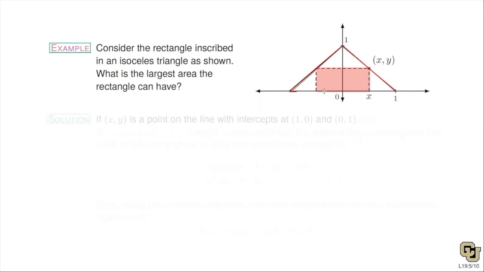And then you see the base here. So there's my rectangle inscribed in the triangle. The question says, what is the largest area the rectangle can have? What I notice is this phrase right here, what's the largest? That tells me this is an optimization problem. We're trying to optimize the area of the rectangle. And the constraint is that the rectangle has to be inscribed in the isosceles triangle.